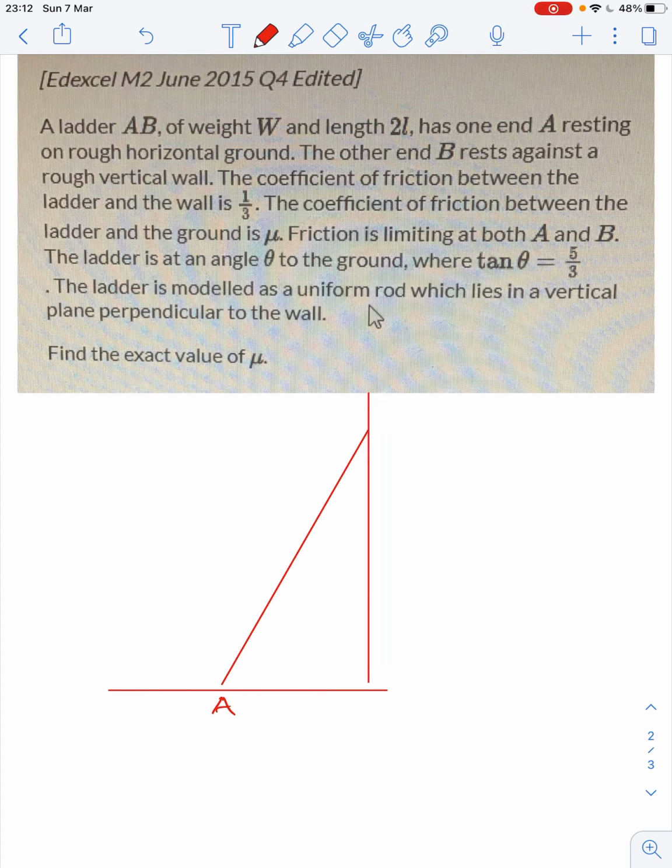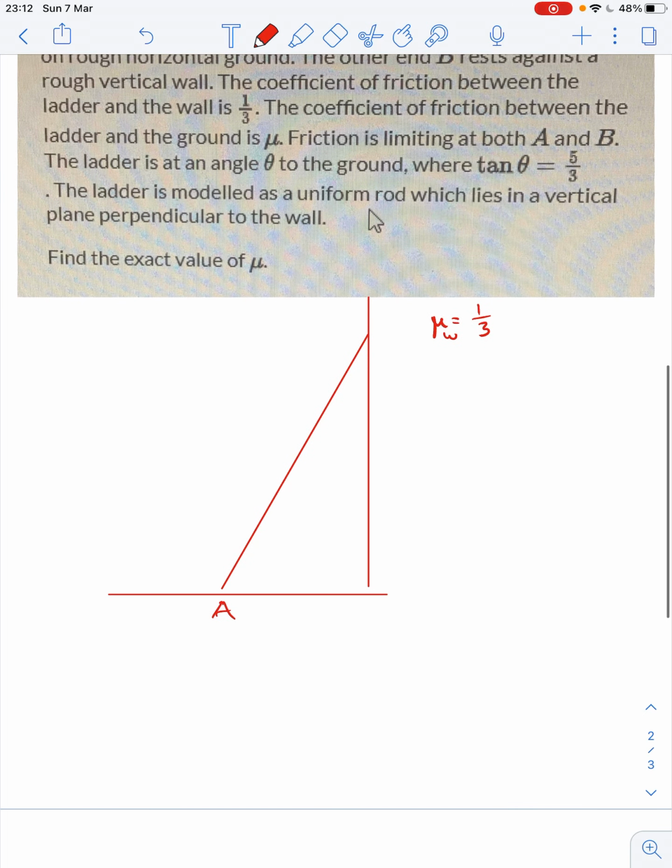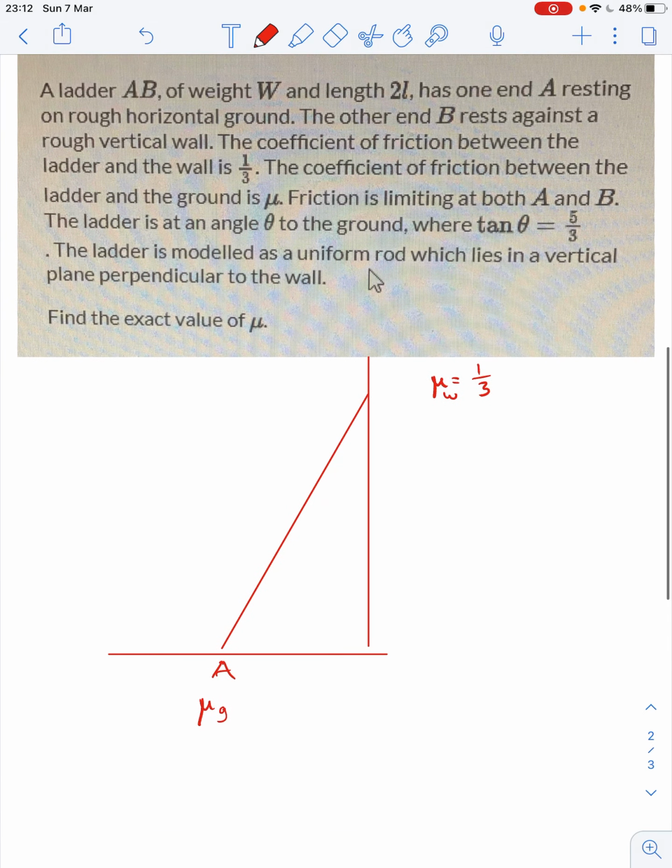Okay. The coefficient of friction between the ladder and the wall is a third. So mu equals a third up here. Let's call it mu W, and then this can be mu G. The coefficient of friction between the ladder and the ground is just mu. Friction is limiting in both A and B, so it's going to take its max value.